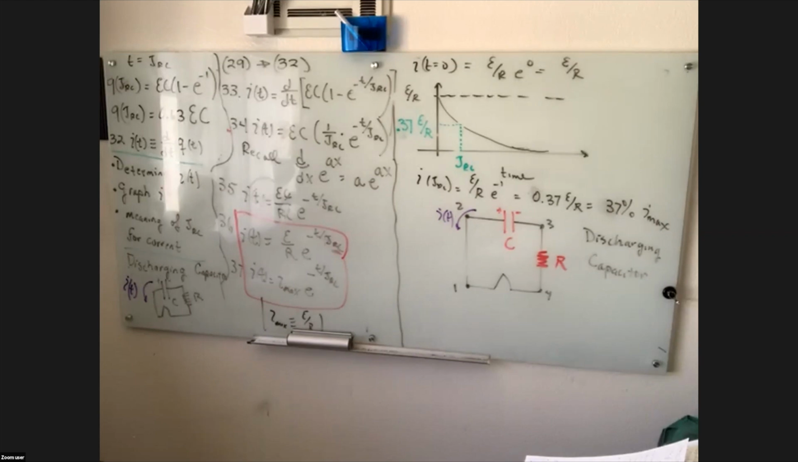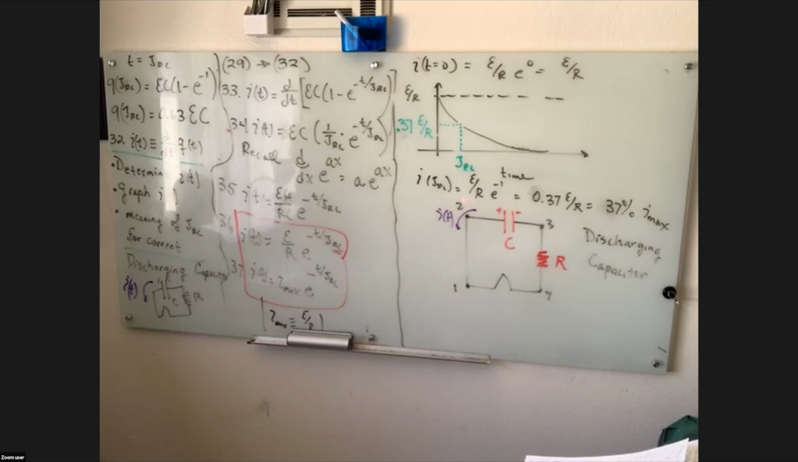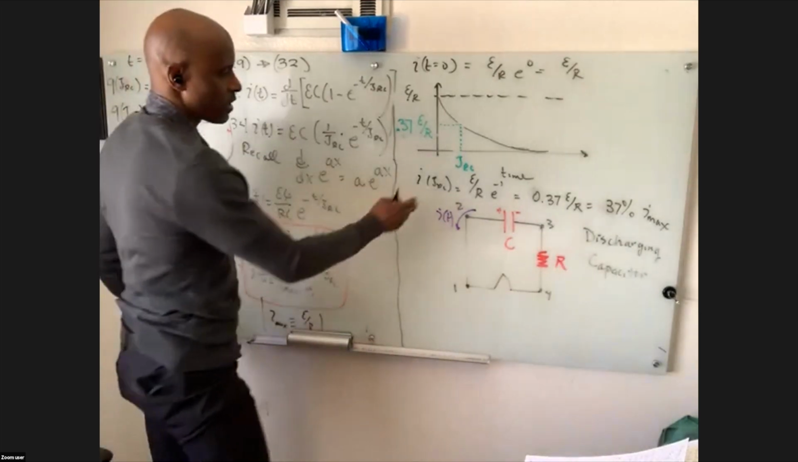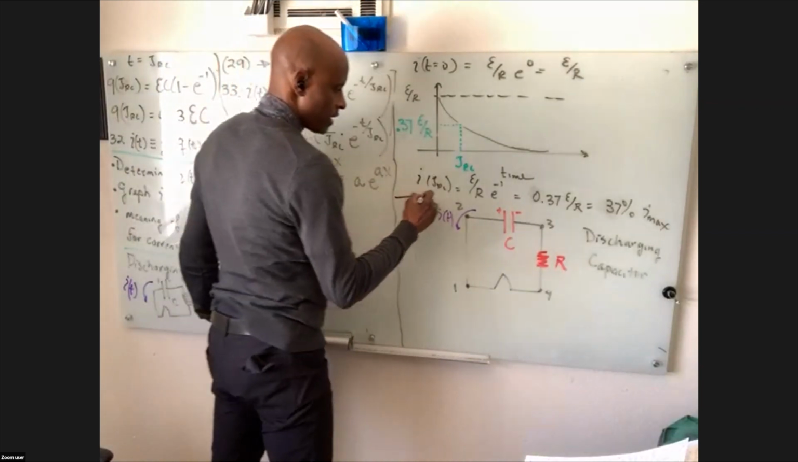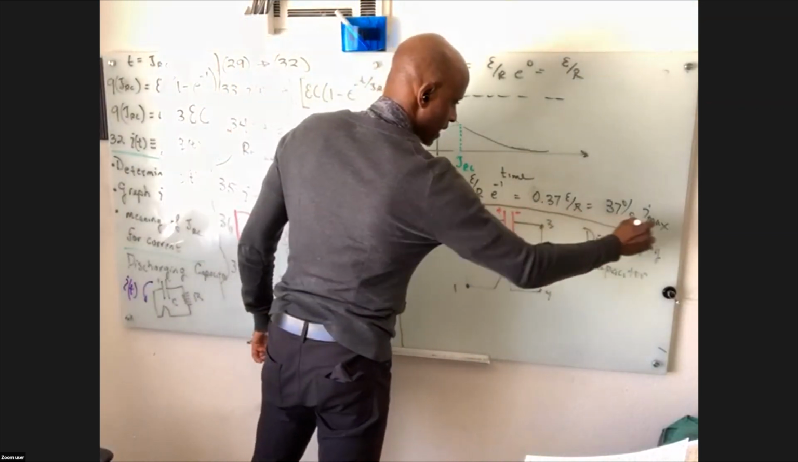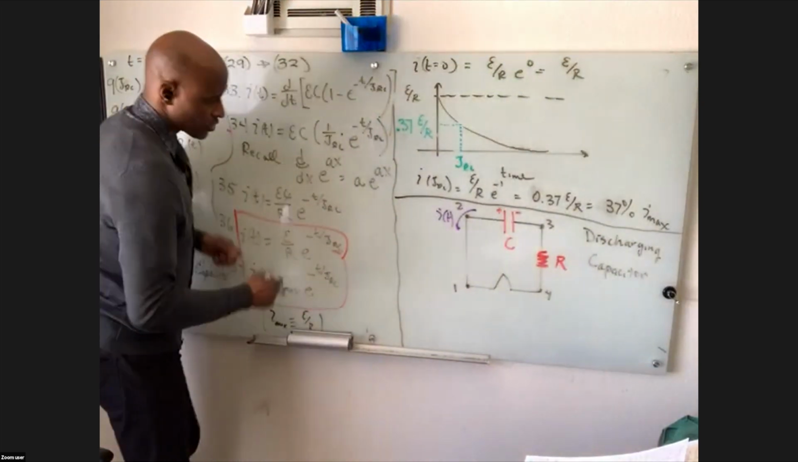Is that like a 0.37 increase? I haven't given you any values for this. So the equation above is not reflecting? No, this is a new problem. The equation above goes with this graph, and those are the results from the last problem, where we had a charging capacitor.